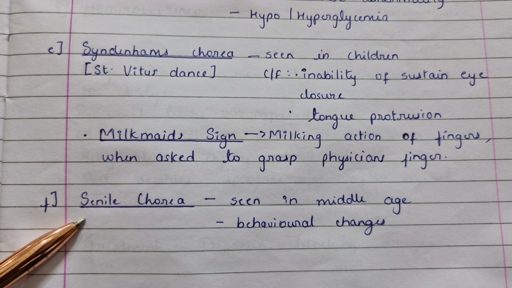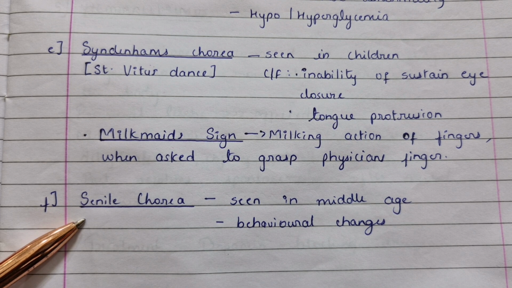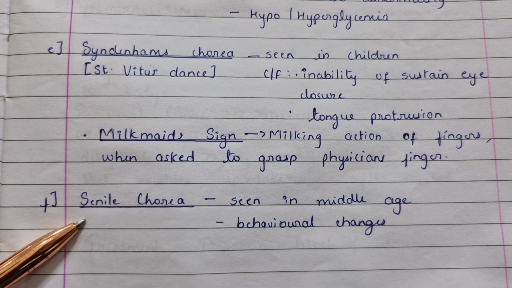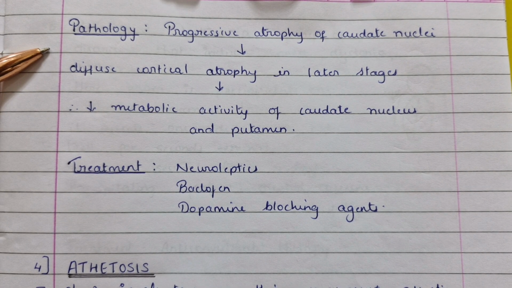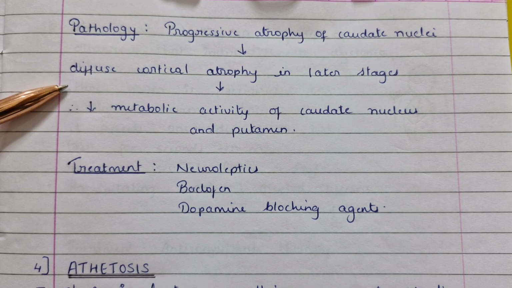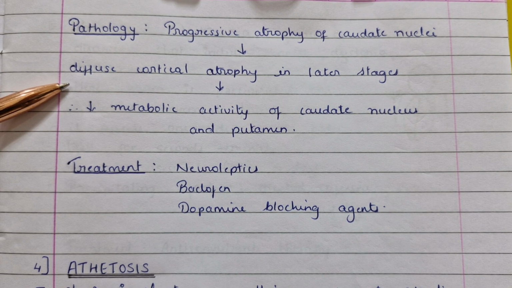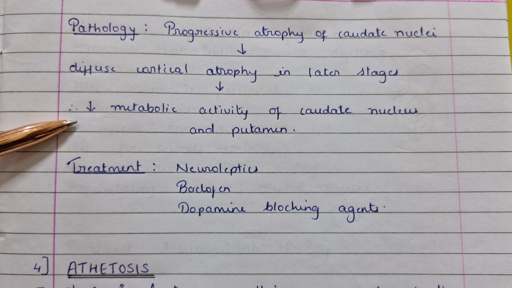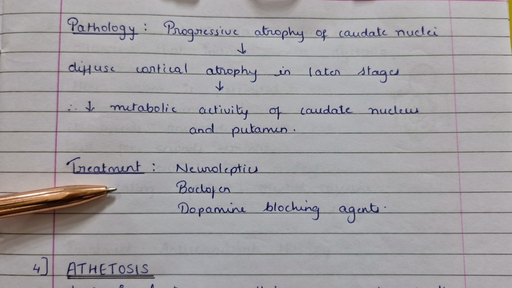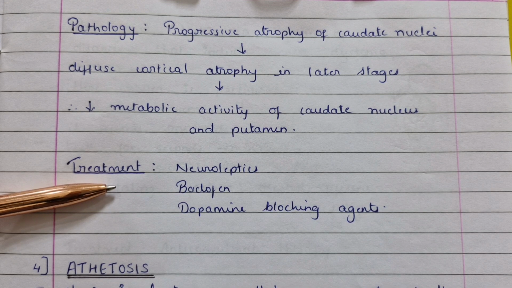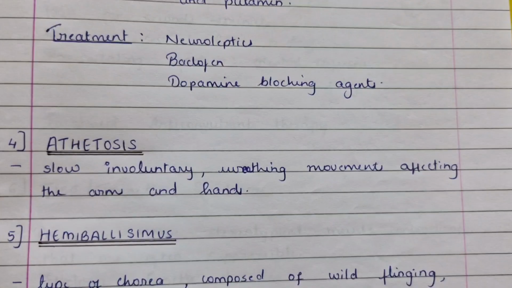Then we have senile chorea, which is seen in middle age group. Other features include behavioral changes. Pathology of chorea: progressive atrophy of caudate nuclei, which results in diffuse cortical atrophy in the later stages. Therefore, it decreases the metabolic activity of the caudate nucleus and the putamen. Treatment includes neuroleptics, baclofen, and dopamine blocking agents.